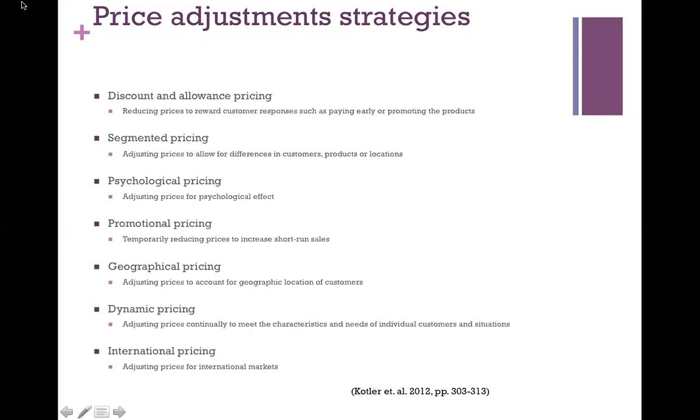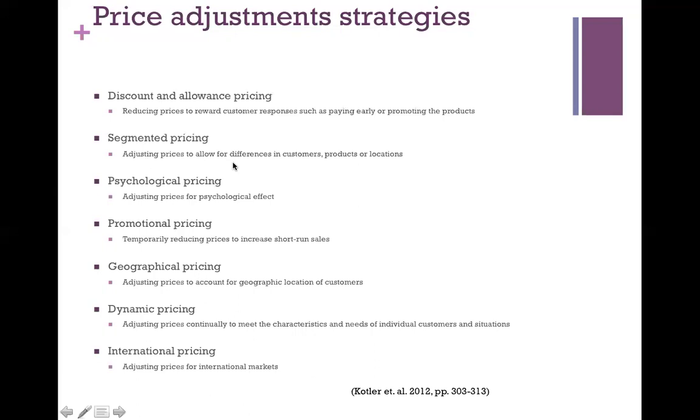And here we say that we can adjust the price, such as through discount and allowance pricing. We do that because we want to reward the customers who are giving us good terms and conditions, such as early payment, for instance, or a large volume. So we give them discount and allowance pricing.